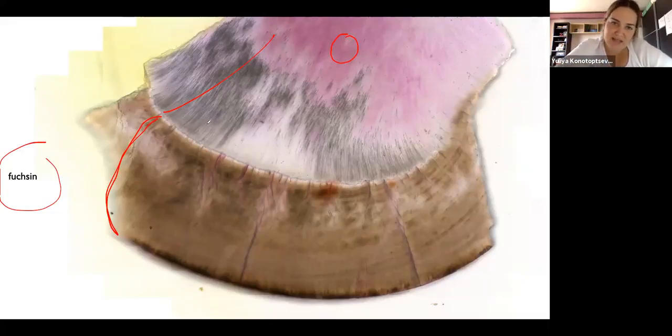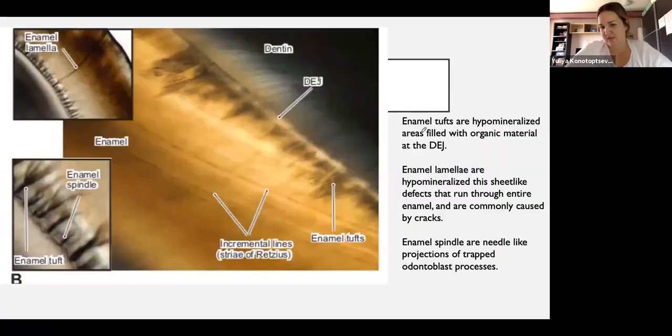What are those lines in the dentine? Dental tubules. Very good. So every single black line that you can see here, this is a dental tubule. But we're not interested in that. We're interested in the enamel. Within the enamel, you will see three things on this slide. There is something called enamel tuft, enamel lamella, and enamel spindle. This is your enamel. This is your dentine.